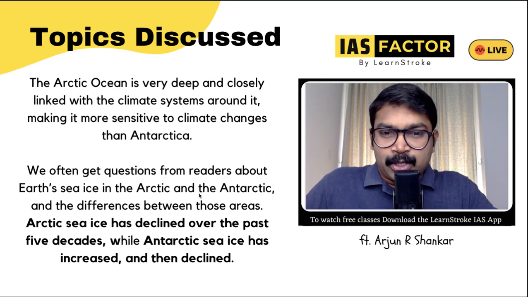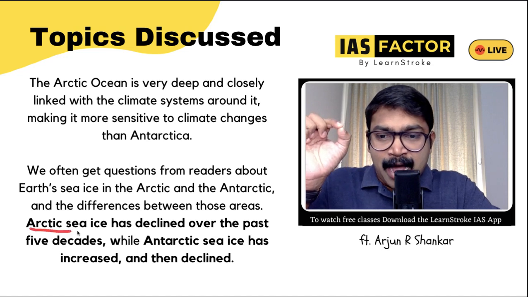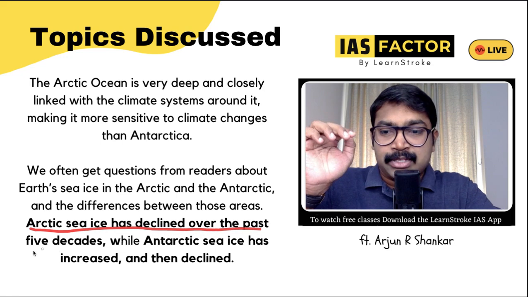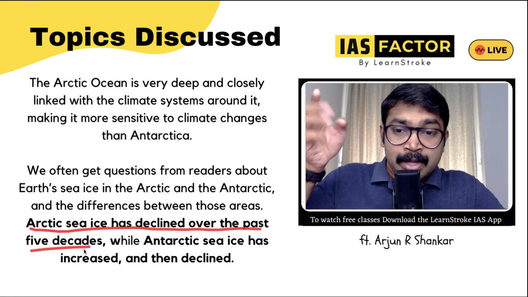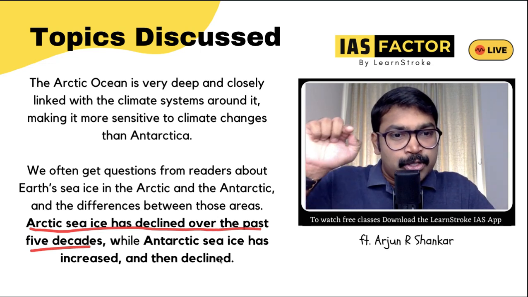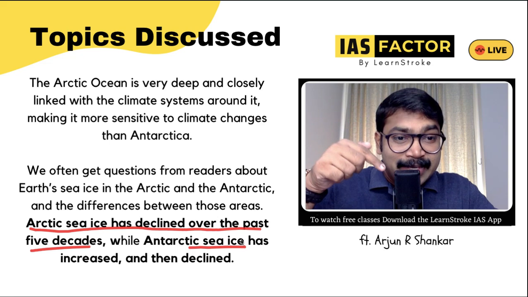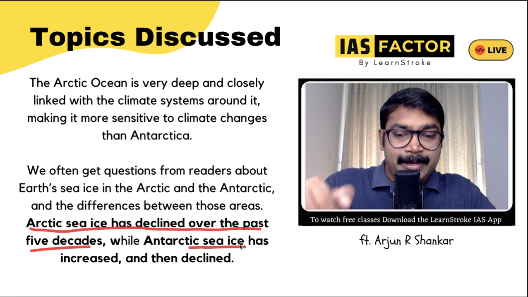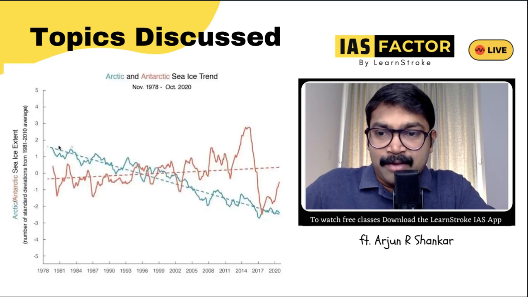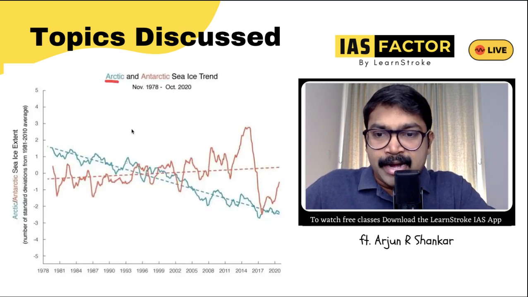We often get questions like, what is the difference between Arctic and Antarctic? Also please understand the Arctic sea ice has declined over the past 5 decades. In 50 years, the Arctic sea ice has declined. The Antarctic sea ice has increased and then declined. I'll show you a detailed graph. You can see the Arctic is in blue, Antarctica is in orange or red.